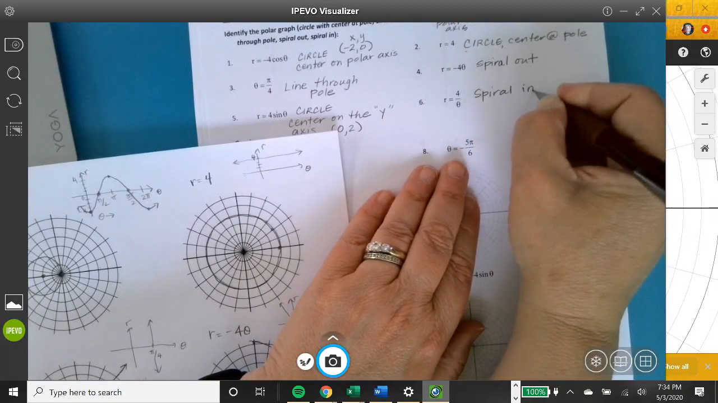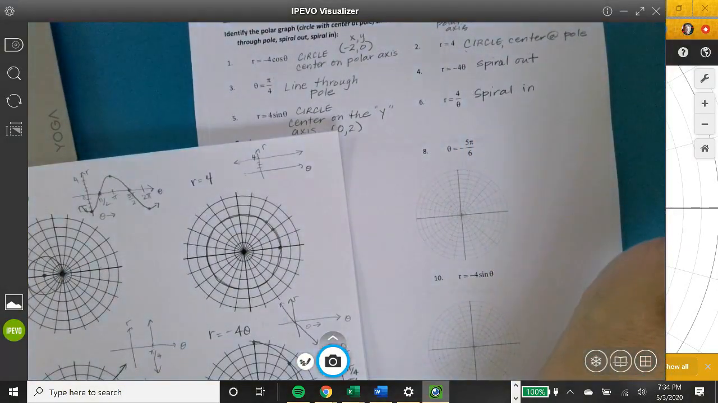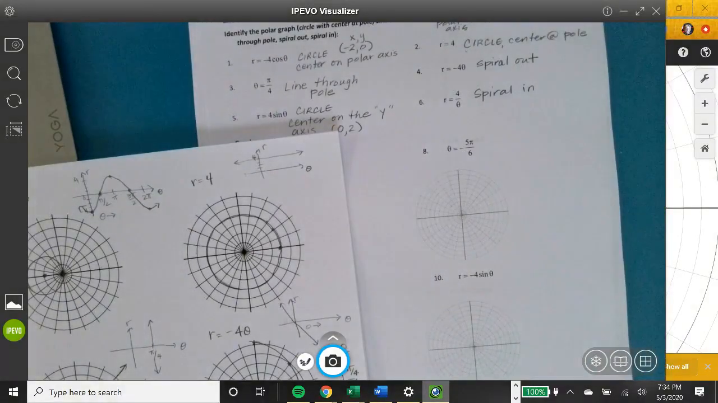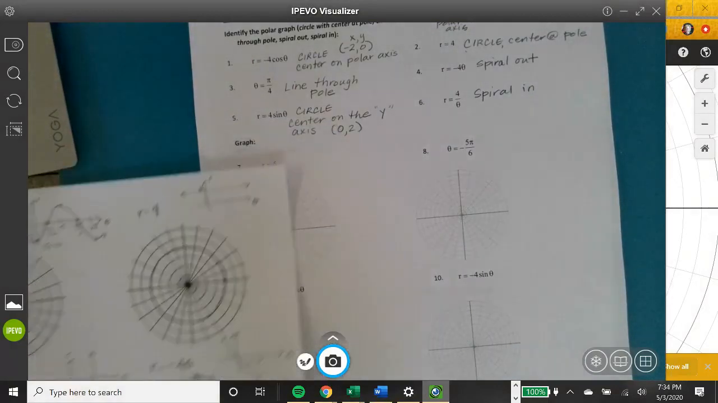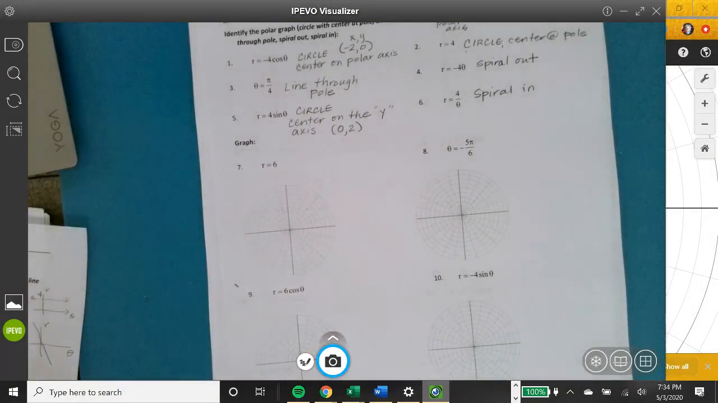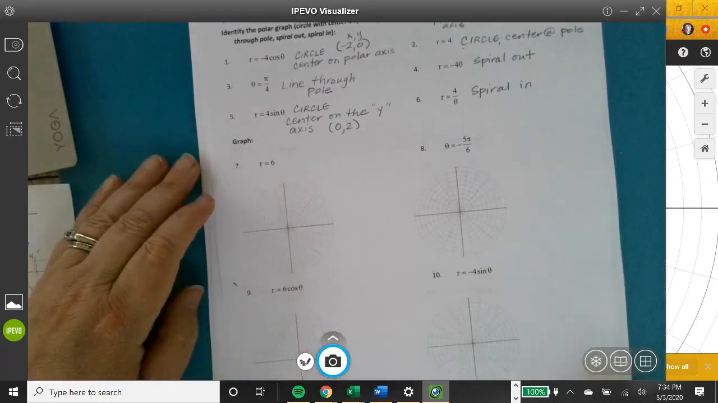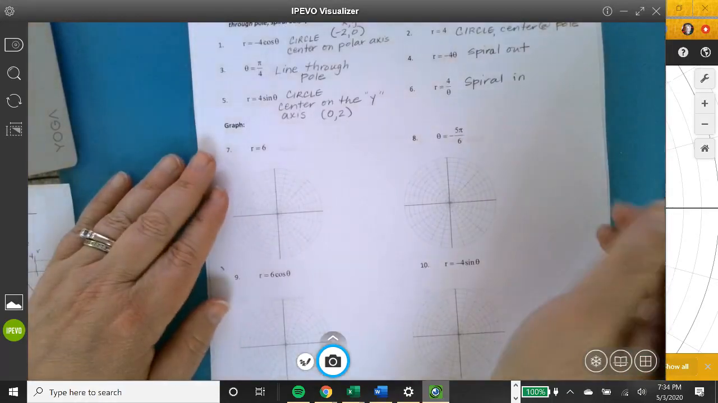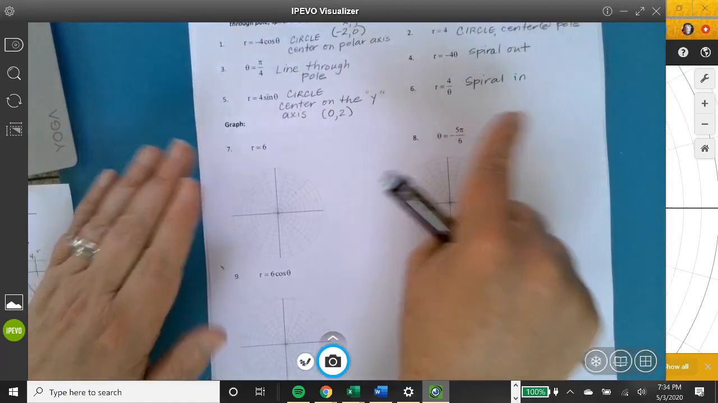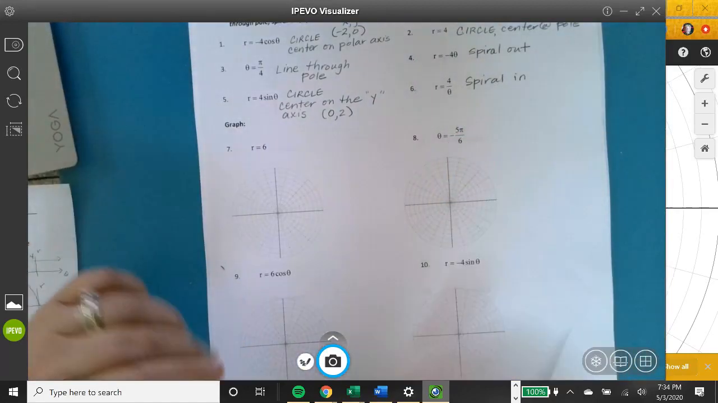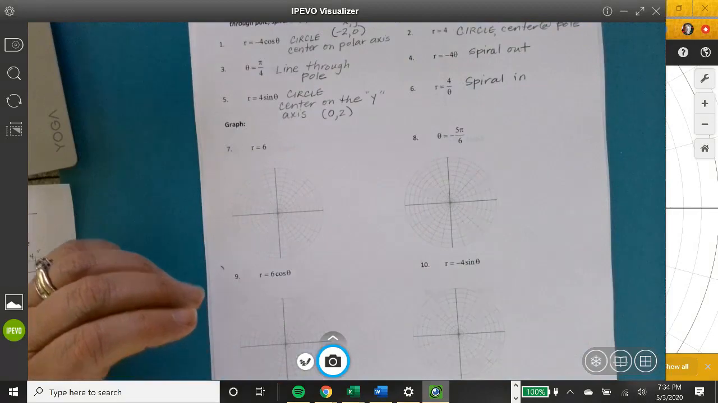Now, when do we have spiral ins? When we have rationals, where the theta is in the denominator. When do we have spirals out? When the theta is not in the denominator. You're like, whew, okay. I don't expect you to memorize that. Maybe the spiral in or out would be a bonus on a quiz or something, but not anything you have to worry about.